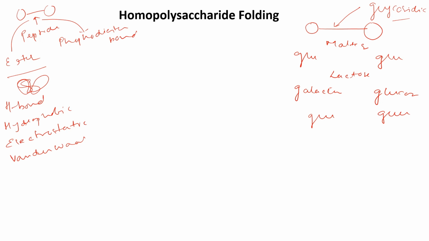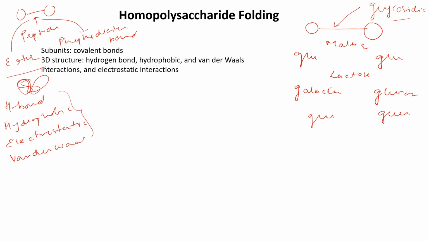The foldings, the secondary structure, tertiary structure, or we can say the 3D structures, are stabilized by weak interactions. Though they are weak interactions, they are present in multiple numbers, hence they contribute to the stability of a biomolecule. Clear? So the primary structure is stabilized by covalent bond and the 3D structures are stabilized by weak interactions, which include hydrogen bond, hydrophobic bond, van der Waals interaction and electrostatic interaction.